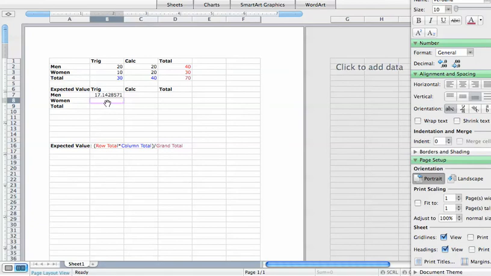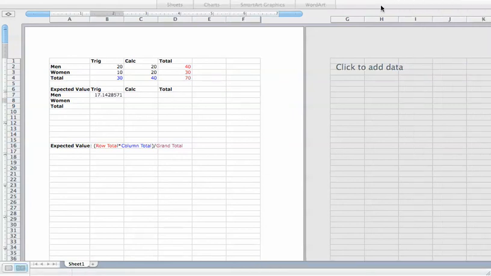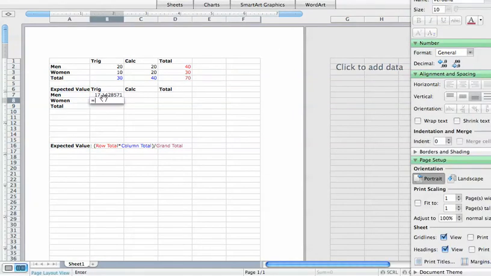And you're going to do the same thing for the women. So you've got D3, oops, not there. So you're going to put equals D3 times B4 divided by D4. And there's the expected value.